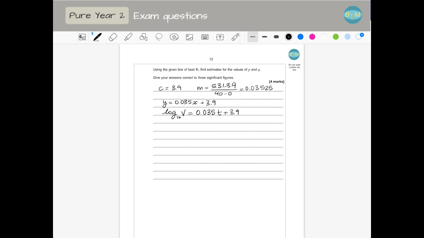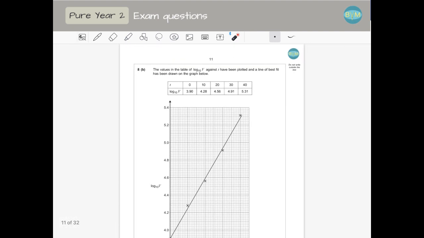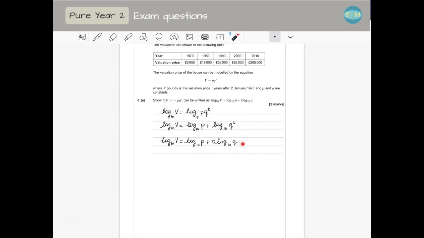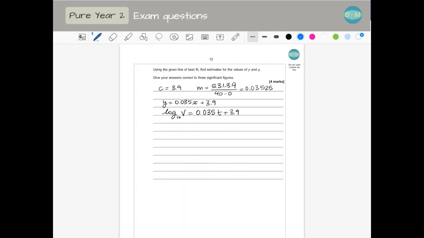This expression is equivalent to the one that we had here. So we are going to compare both expressions, and you see that the number that is multiplying T is the gradient, and this number alone is the y-intercept. So log P is the y-intercept. The y-intercept is log P. And the number that was multiplying the T is log Q. And with this, I'm going to find both values.